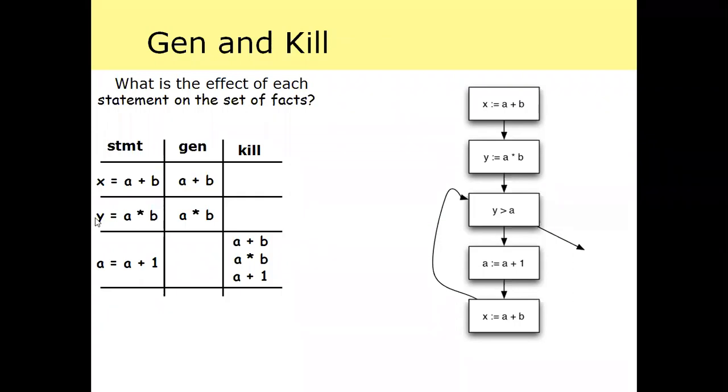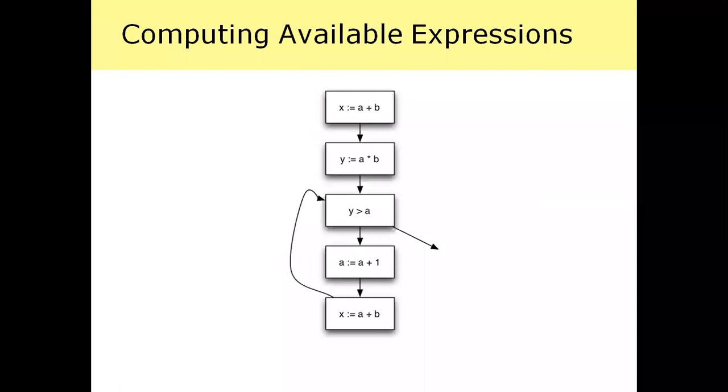And here x is equal to a plus b. Here I'm generating a plus b, and y is equal to a into b. Here I'm generating a into b. If I have a statement like a is equal to a plus 1, for such a statement I'm killing a plus b, a into b, and a plus 1, right? With the generation function, I defined which expressions are generated, and with the kill function, I defined which expressions are killed. And this is computing available expressions.